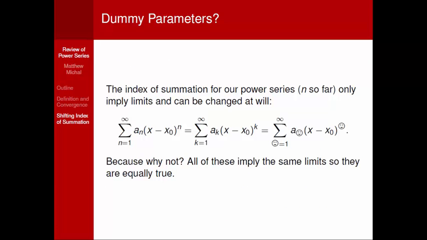Another one of the things I want you to remember from Calc 2 days is the idea of dummy variables, those dummy parameters on the bottom. It doesn't matter if we have n, k, smiley face, Stanford tree, doesn't matter. They all mean the same thing as long as we have consistent limits. And so this becomes really useful if we need to do our change of variables.